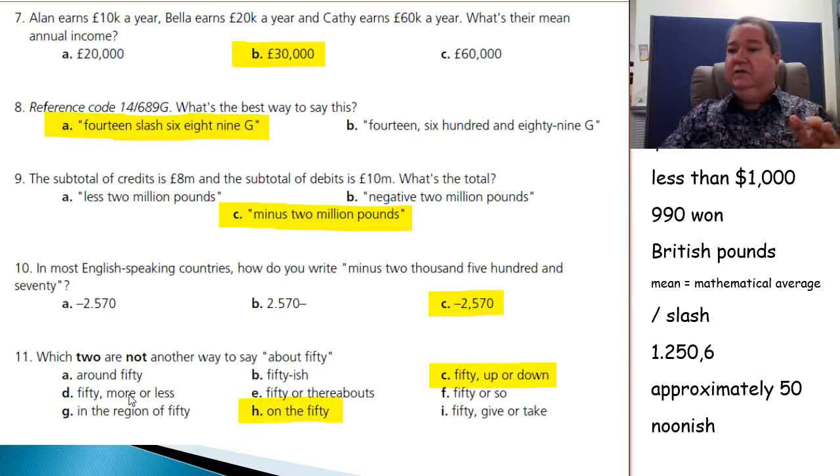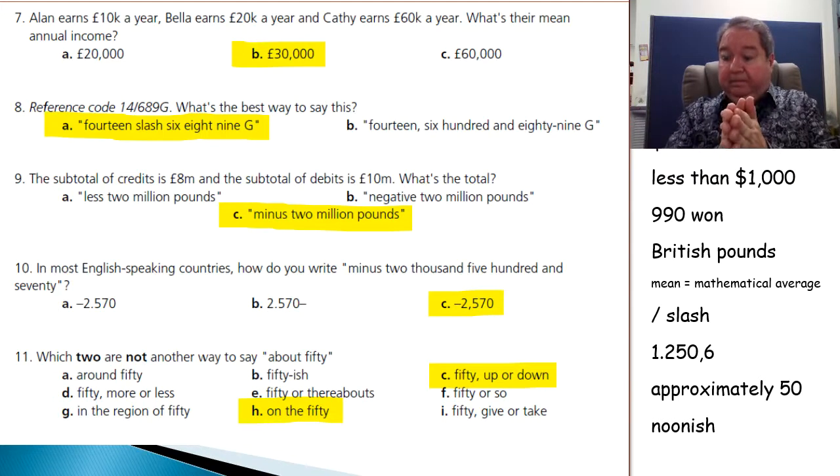50, more or less, not exact, not precise. 50 or thereabouts. Thereabouts means in the neighborhood. 50 or so makes sense. In the region of 50, in the neighborhood of 50. On the 50 means exactly, precisely 50. If it's exactly 50, that's not about 50. So this is too precise.